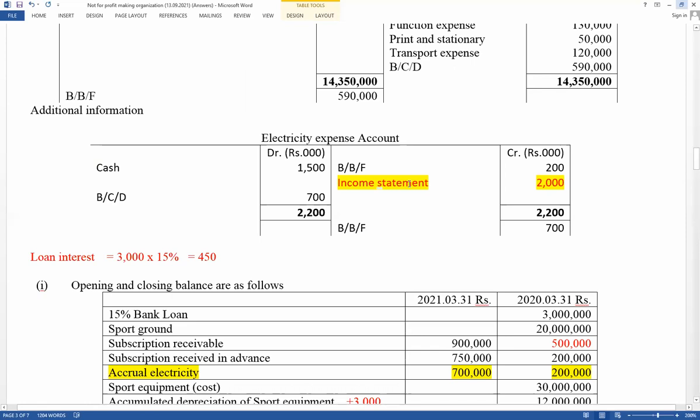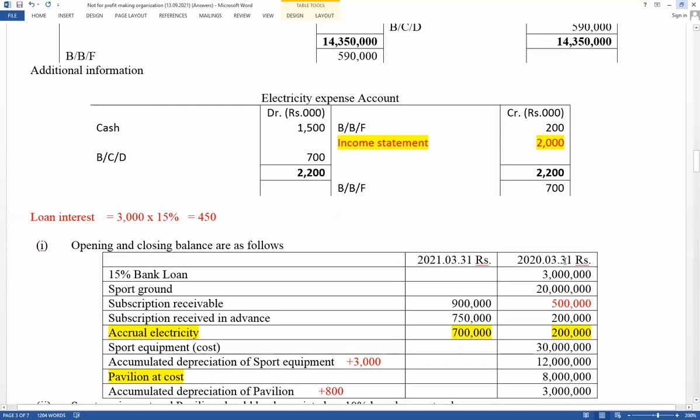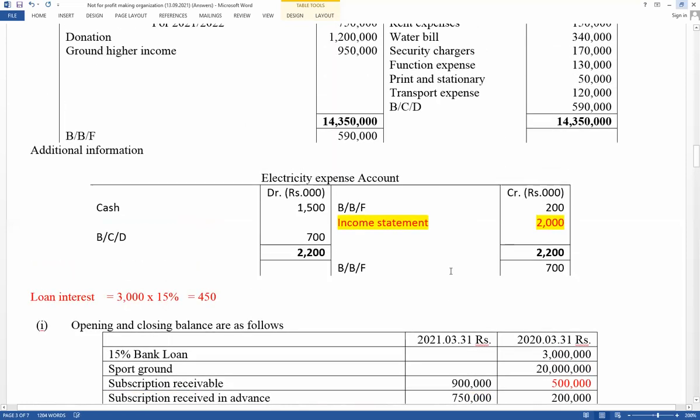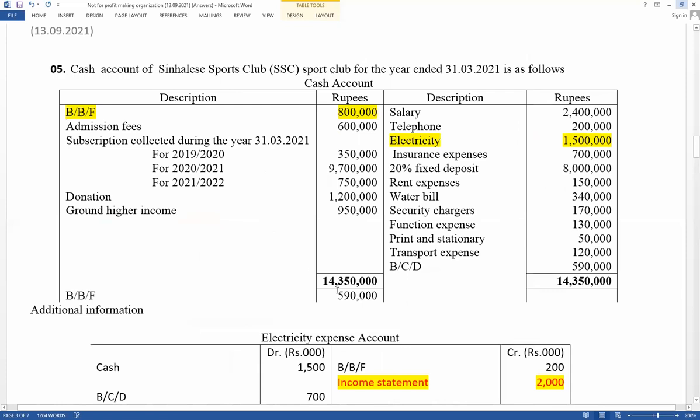If accrual or prepaid is given, it means the for-the-year value is not equal to the paid amount. The income statement should include the expense for the year, paid or not. The opening balance should be included in the accumulated fund calculation. The closing balance should be included in the financial position. Then you have to prepare the subscription account, and think how to calculate depreciation, bank loan interest, and fixed deposit interest. Those are normal adjustments. Other organizations are also available.